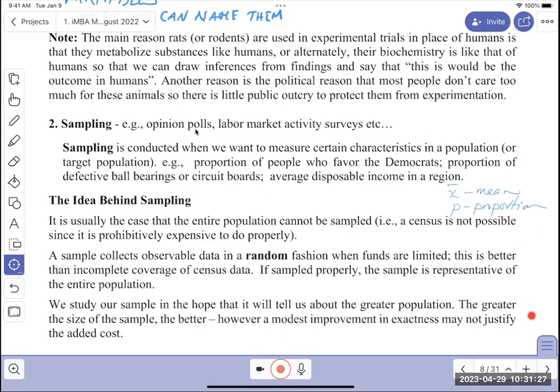The greater the size of the sample, the better. And I'm saying that considering that the quality of the sample is still intact, even with the larger size. However, a modest improvement in exactness may not justify the added cost.